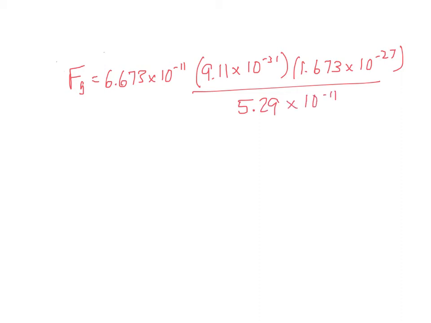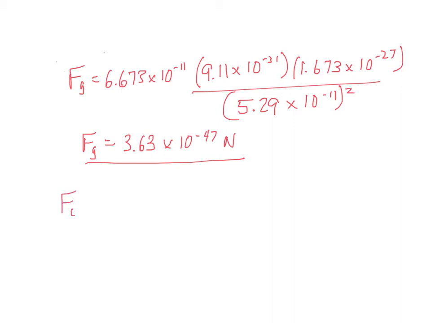Okay, and then I'll go offline and get a number for that. Okay, first thing is I forgot to square this, so let me make sure I square that. And then what I just came up with was a number of 3.63 times 10 to the negative 47th newtons. Really, super small. Okay, how about for the electrical force of attraction between those two?